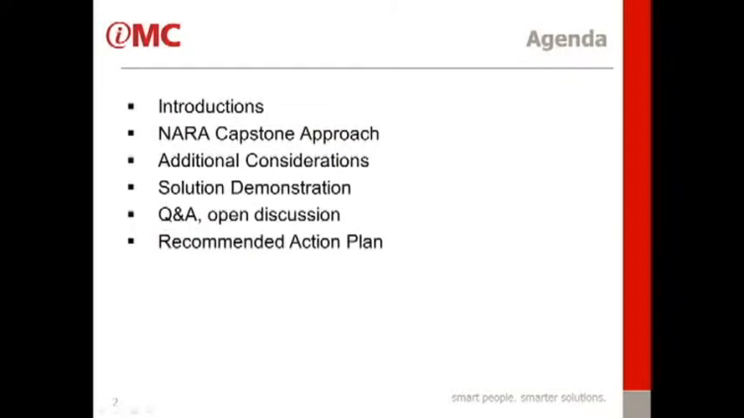As indicated, we're going to go through some brief introductions of the individuals that will be speaking today. We'll begin our discussion by highlighting NARA's capstone approach and how that ties in with the management of email as a volatile and dynamic content type, and add some additional considerations that we're experiencing out in the industry as organizations look to do a better job of managing this content type called email. We'll transition into a brief high-level demonstration of what's possible for doing a better job of managing email on an ongoing basis. We'll respond to any questions that come in through the question panel in your GoToWebinar dashboard, and conclude with a recommended action plan.